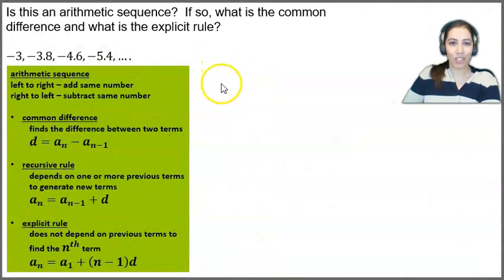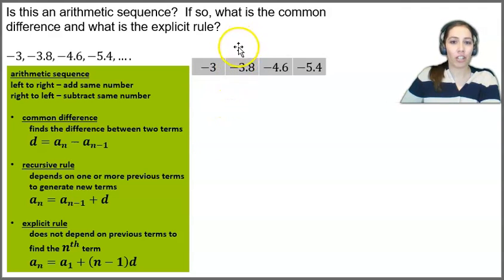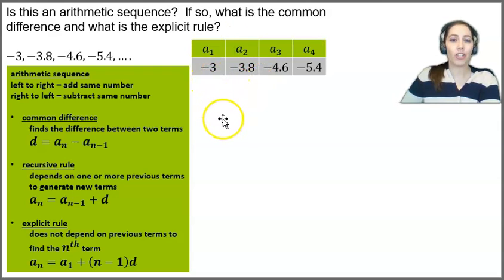Now that we have Chloe's cheat sheet notes, let's go ahead and look at this sequence. The first thing I'm going to do is put them in a chart. I like to put them in the chart so I know which number is in which position. So in a sub 1, it's -3. In a sub 2, it's -3.8. A sub 3 is -4.6. And a sub 4 is -5.4.